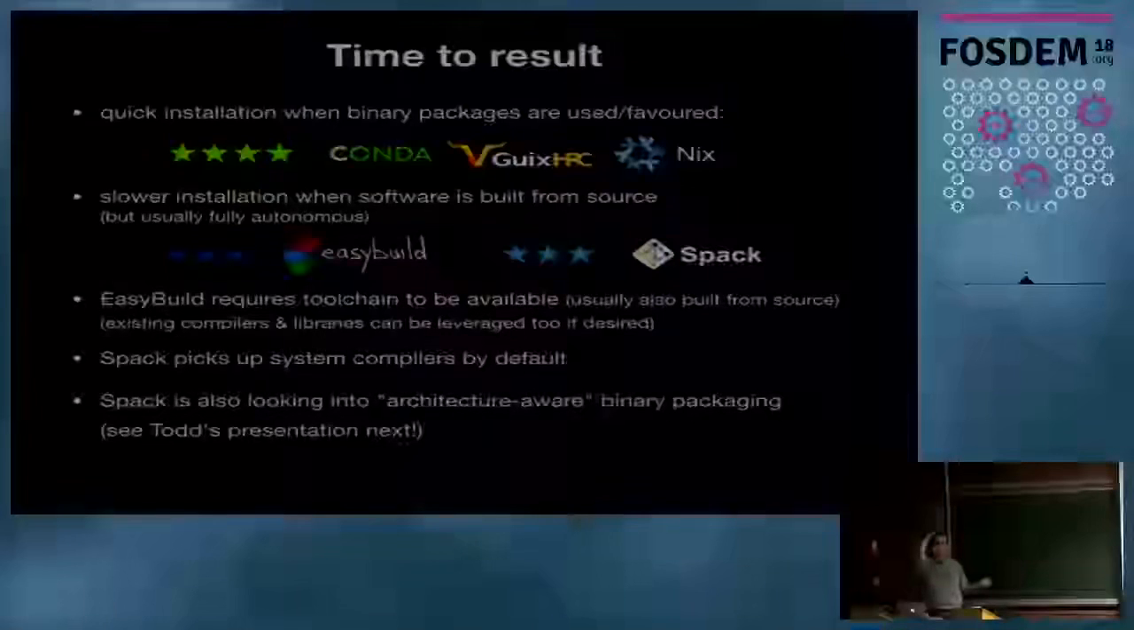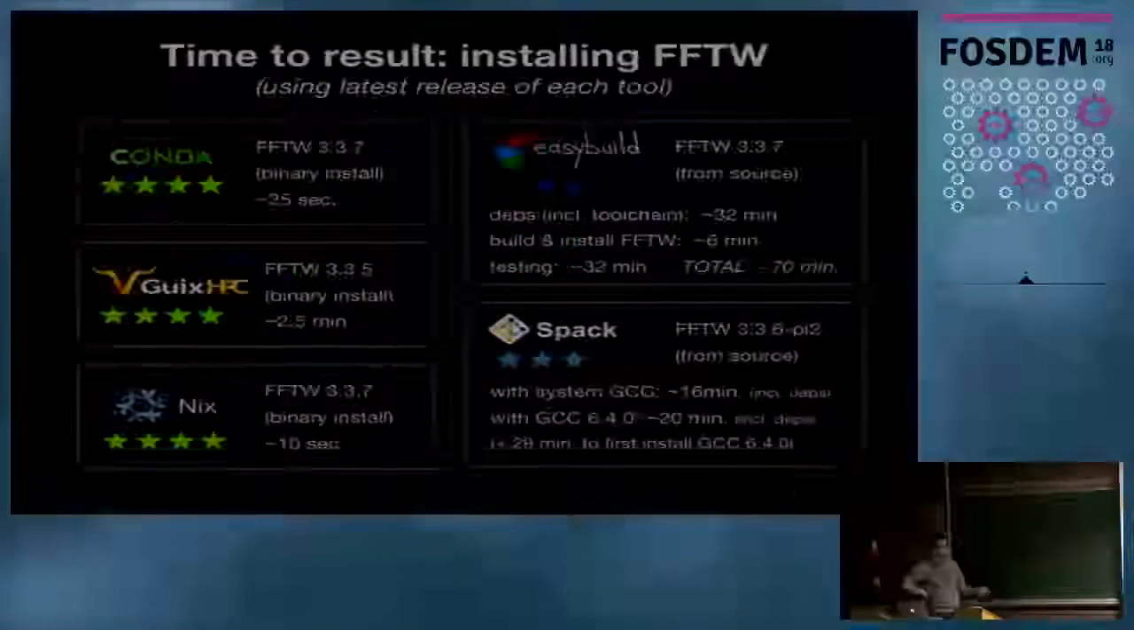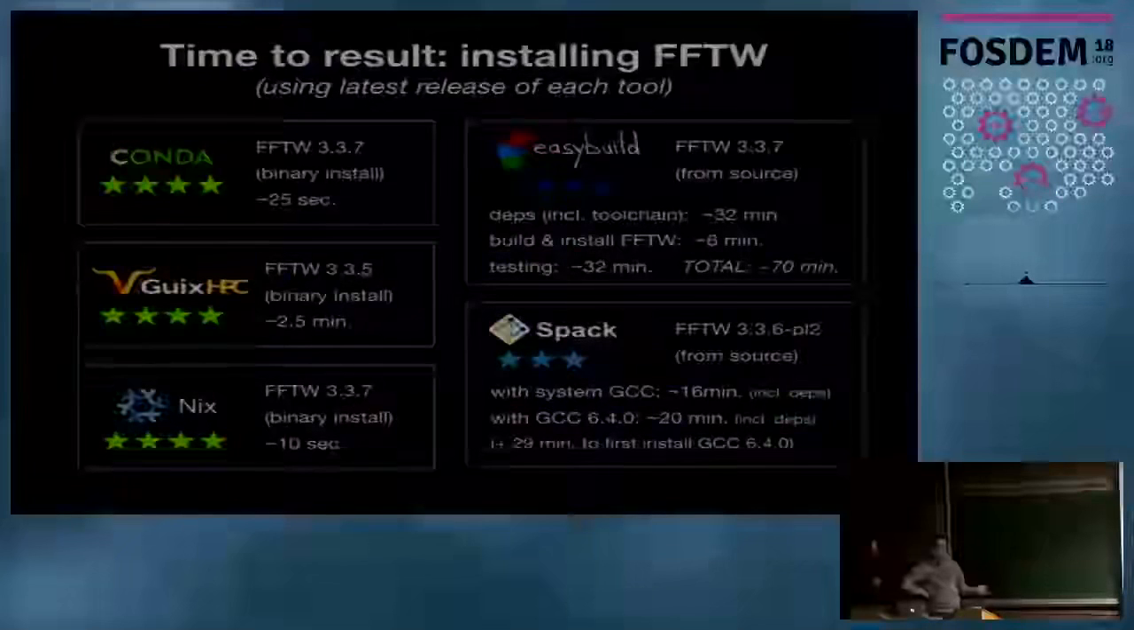Time to result, so how long does it take to install software with these tools? Well, the things that do binary packages by default are very fast, seconds. While with Spack and EasyBuild, you're building from source, so that's a big difference. And with EasyBuild, you have to build the compiler typically first before you can get to the software. With Spack, you can pick up the compiler in your OS. So these are seconds to install this FFTW. With EasyBuild and Spack, it will take like an hour depending on whether you're going to pick up the system compiler with Spack or not.